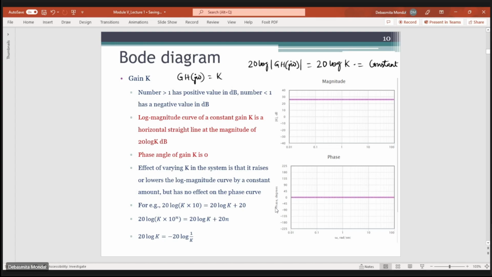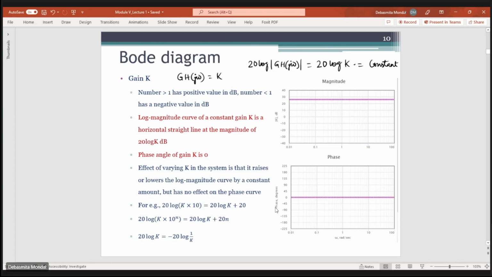So you can say that the Bode plot or the magnitude plot for a gain k is given by a constant, and the value of that constant is 20 log k. So the log magnitude curve of a constant gain k is a horizontal straight line at the magnitude of 20 log k dB, right? So the y-axis is 20 log |G H(j omega)| in dB, and the x-axis is the frequency, right?